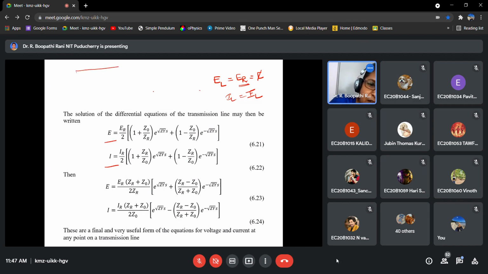See, we have a transmission line. Okay, the source is connected here, and here we are connecting the load. So this load is ZR, and the voltage is ER, and the receiving end current is IR. Once we know these parameters and the distance from the load, we will be able to know the voltage and current at this point. The voltage and current at this point.